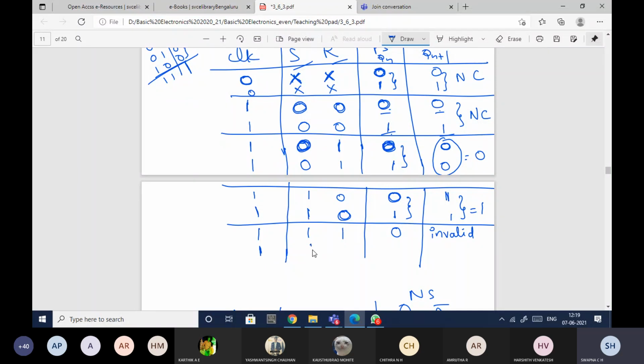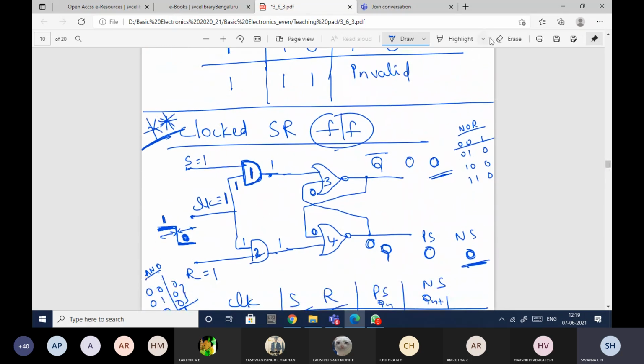So again, we'll go with the next final last case. Clock is 1, S is 1, R is 1, and the present state is 1. In that case, again, we'll try to analyze it. Let me erase everything first. Clock is 1, S is 1, R is 1, and the present state is 1.